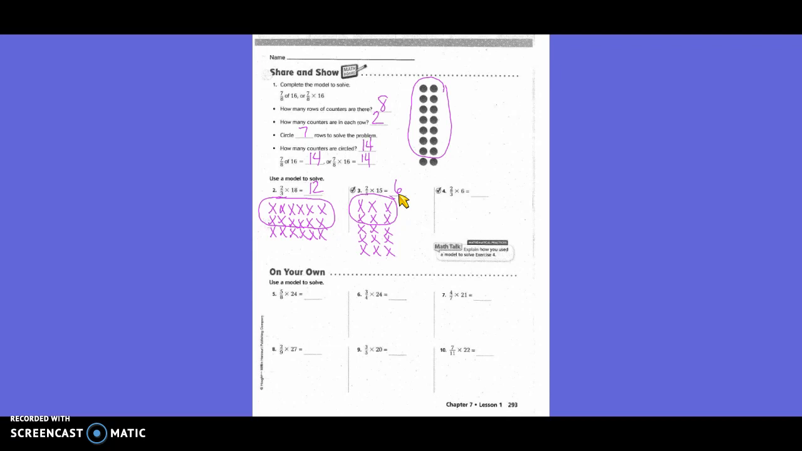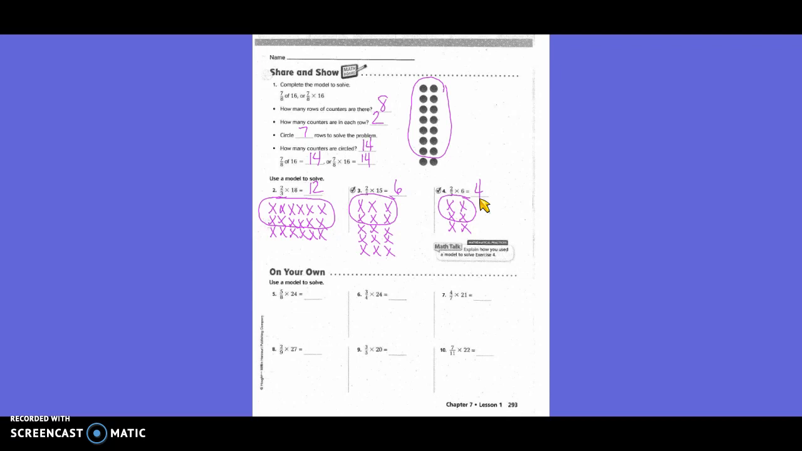2/3 times 6. How many rows? 3. How many total X's? 6. So 3, 4, 5, 6. How many of those 3 rows am I going to circle? 2, because that's our numerator. And how many did I circle? 4. On your own.